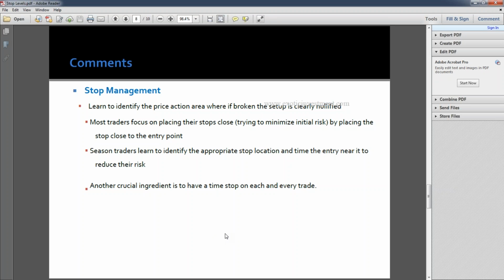That is what it is. Okay, always trade with stop losses. This is one of the things which I keep on iterating again and again. So learn to identify the price action area where, if broken, the setup is clearly nullified.